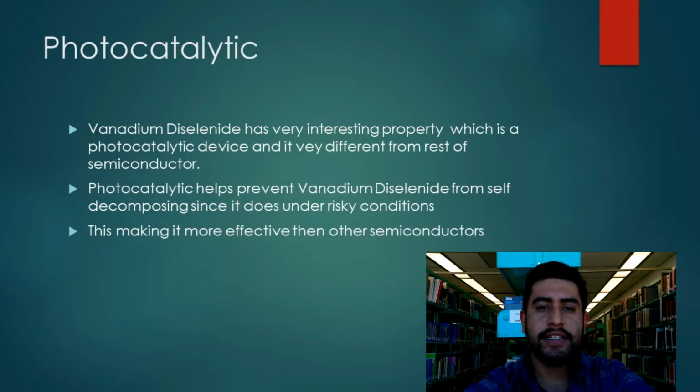Vanadium diselenide has some very interesting properties. One of its most interesting properties is called photocatalytic mechanisms. It's very different from the rest of the semiconductors. Photocatalysis prevents vanadium diselenide from self-decomposing when it goes under harsh conditions. This makes it more effective than the other semiconductors.